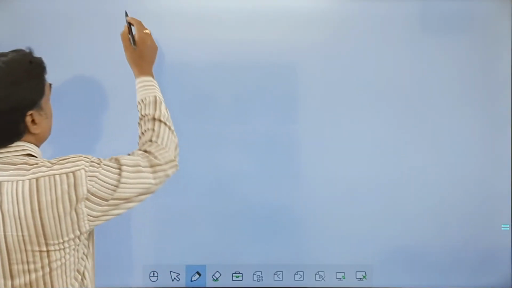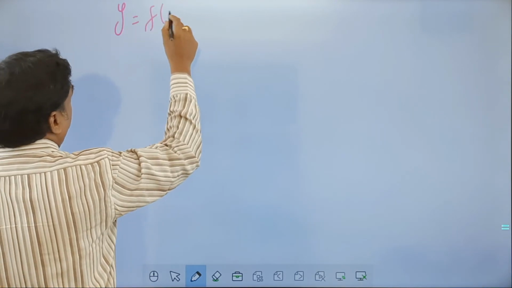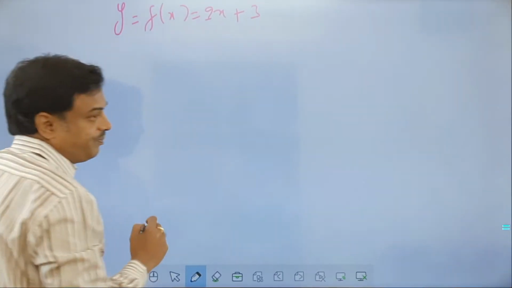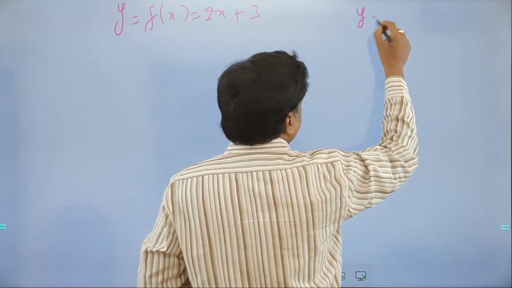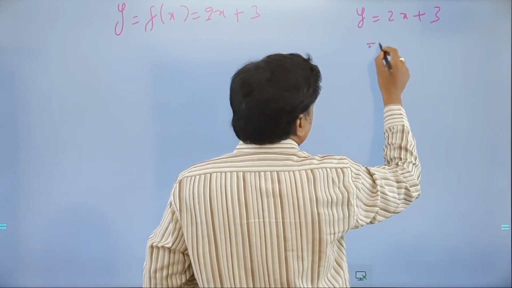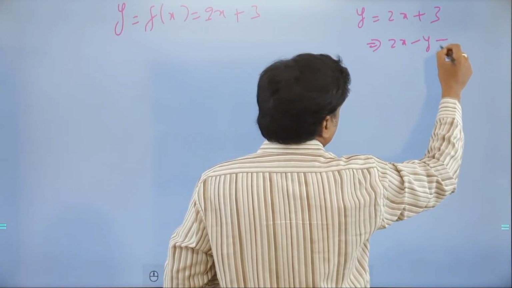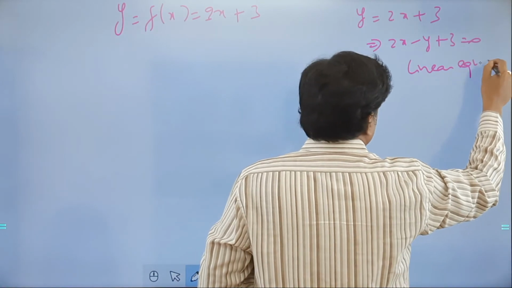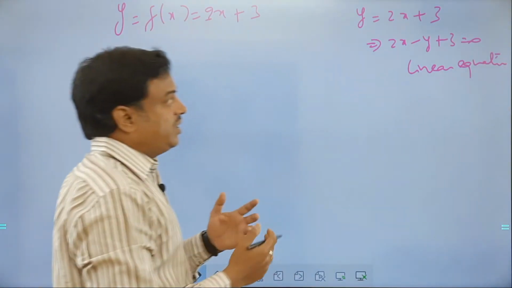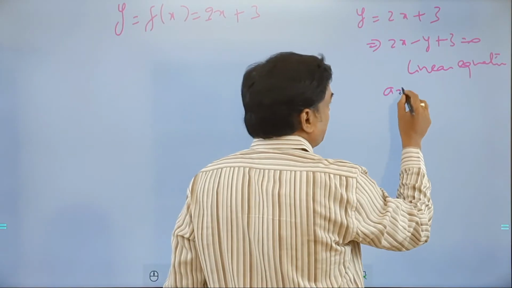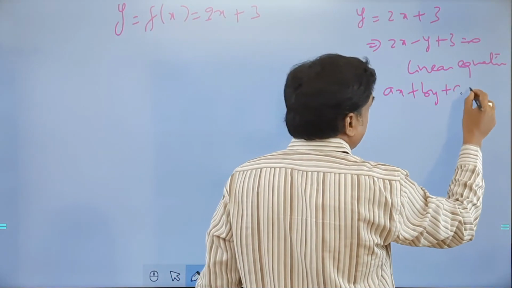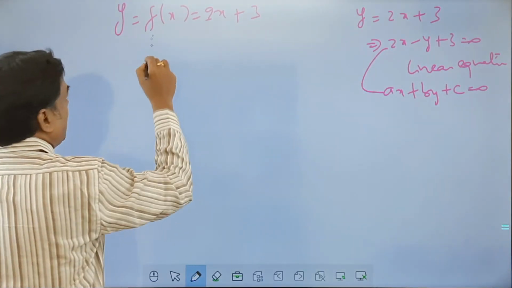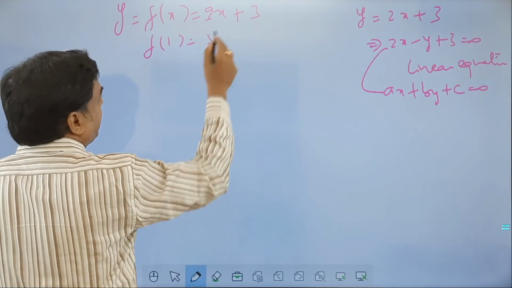Let us take y equals f(x) equals 2x plus 3, an expression like that. We all know if I say y is equal to 2x plus 3, and if I write this as 2x minus y plus 3 is equal to 0, this is called a linear equation. Why is it called a linear equation? It is in the form ax plus by plus c is equal to 0. You can compare these two. It's a linear equation.